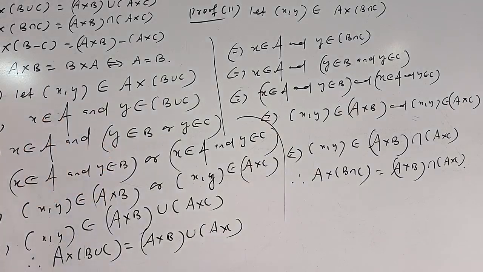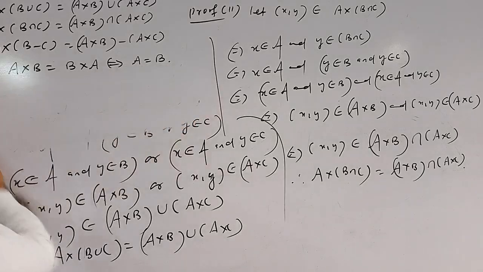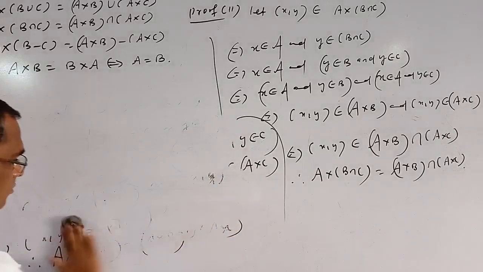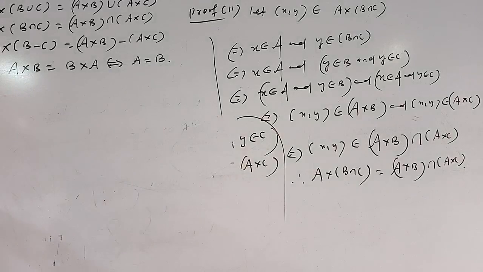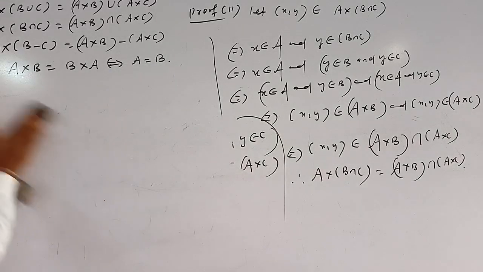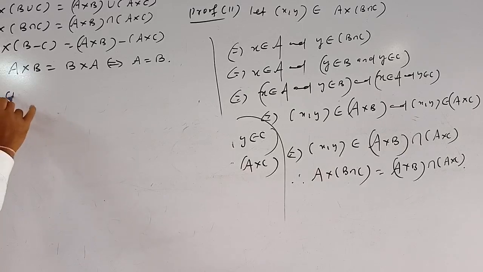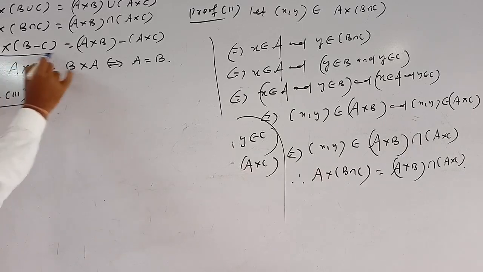Next we prove the third thing also. So proof of 3: A cross (B minus C) is equal to (A cross B) minus (A cross C).